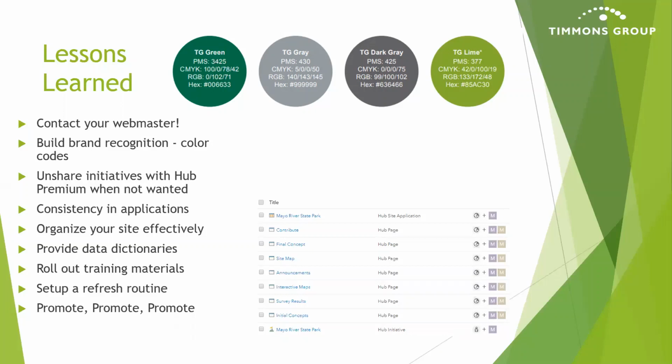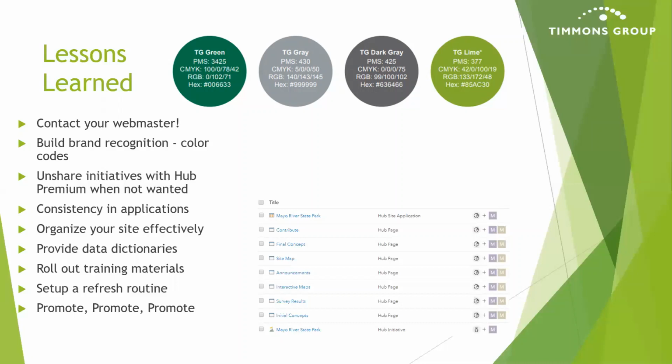If you have Hub Premium and you don't want your users to be confused, you don't necessarily want followers of your initiative, you just want to create those user-friendly websites. If you unshare that initiative, it'll take that follow option away, which means you won't have random requests from users that say, it prompted me to create an account to see content. What account do I need to create? So it would just be that simple website feel, which is what we've done with the Mayo River State Park.